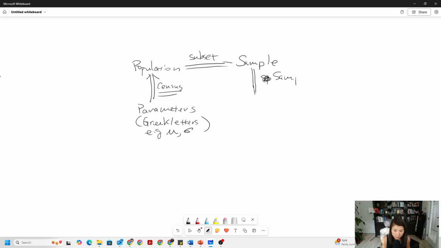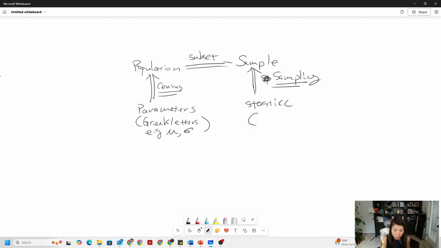Sampling. We are using the sampling method to get the information called a statistic. So basically, a statistic is like our parameter. A parameter characterizes the population, and our statistic characterizes our sample.